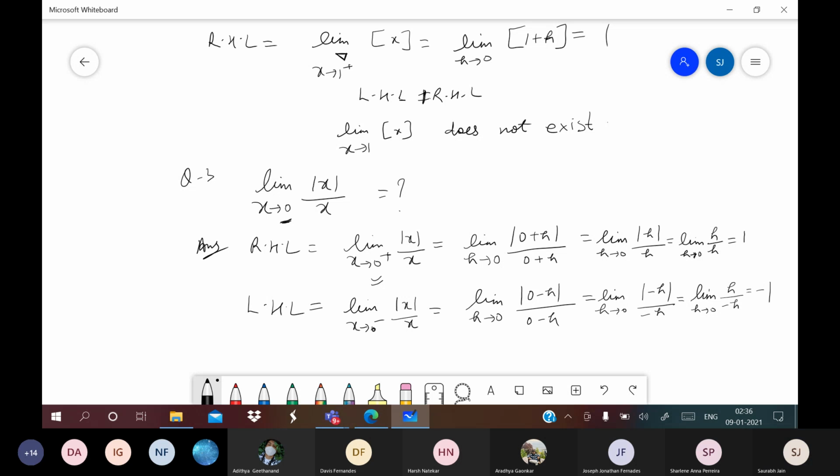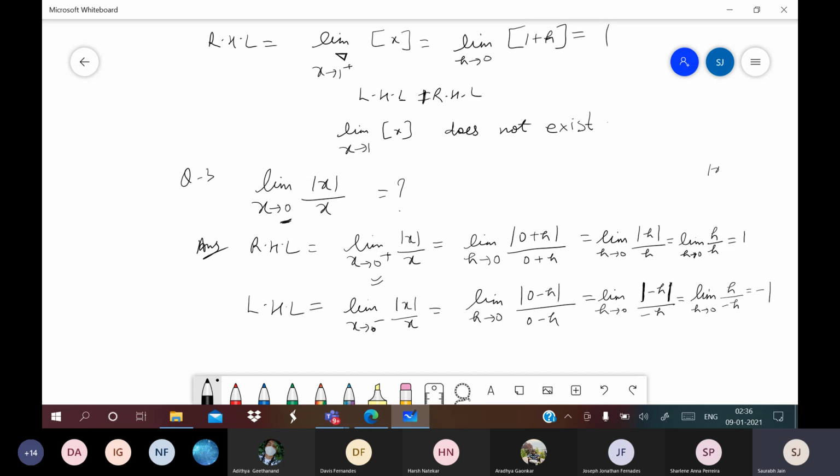Why? What I said, modulus always gives a positive answer. Since h is positive, h is always positive. In this chapter h will be a positive quantity. Since h is positive, minus h will be negative. If minus h is negative and we are removing the modulus sign, how will we write it?